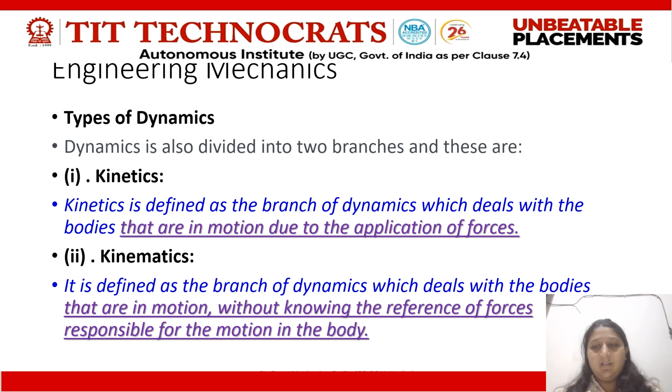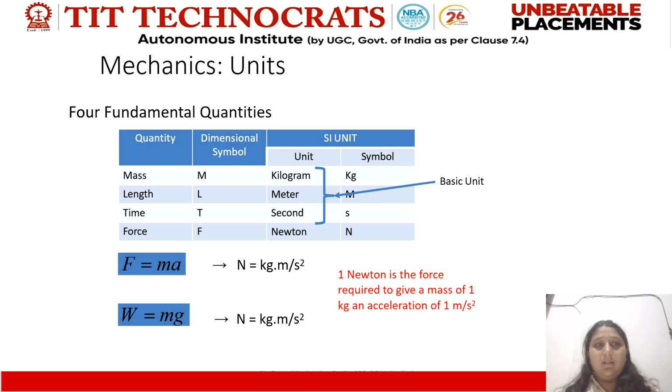Now, as I said earlier, dynamics again has two variations. The very first one is kinetics. Kinetics is defined as a branch of dynamics which deals with bodies that are in motion due to the application of forces, where we actually apply forces and then study the reaction. That part of dynamics is called kinetics, whereas kinematics deals with motion where the force is not directly given to that particular object, but the forces come into reference with the previous one.